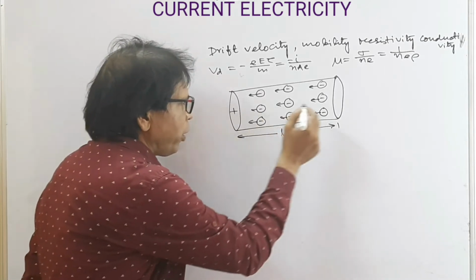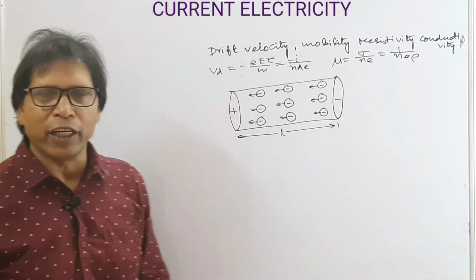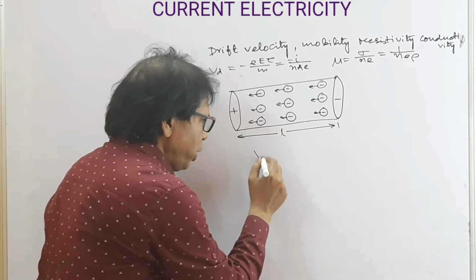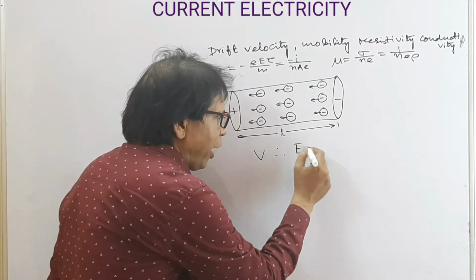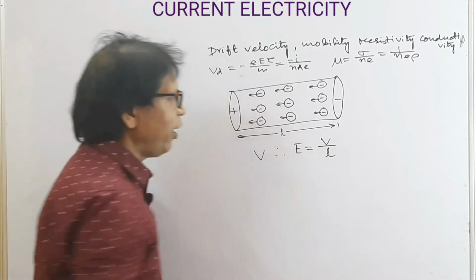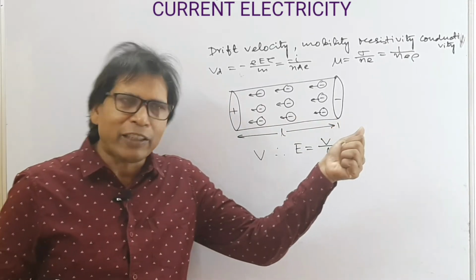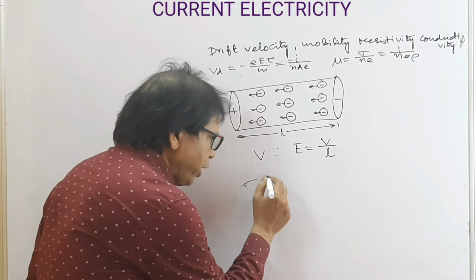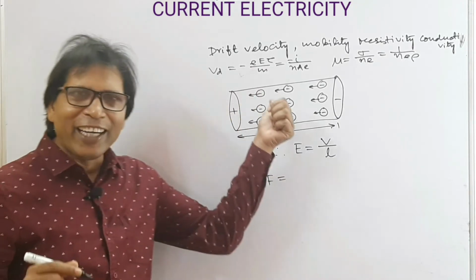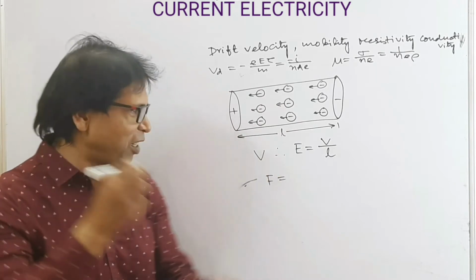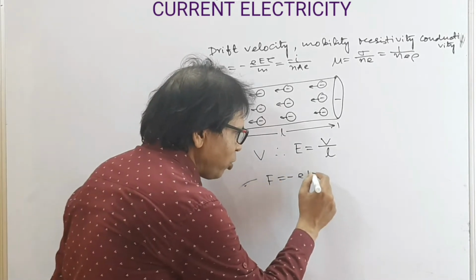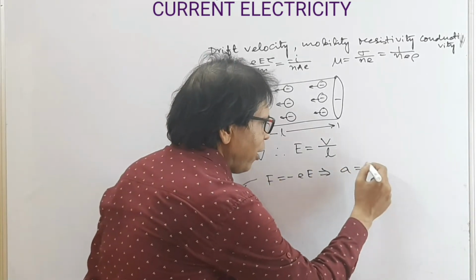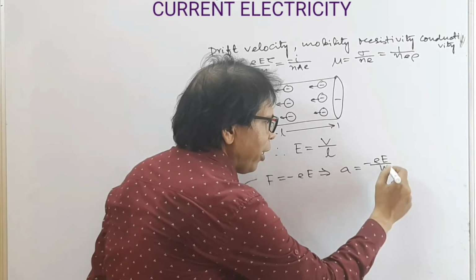Suppose this is the positive potential and this is the negative potential. The potential difference between this point and this point is V. So electric field E equal to V by l. Now due to this electric field, the electron moves in this direction. The force on each electron F equal to charge of electron into electric field, so this is minus e into E. Now acceleration of the electron is minus eE by m.